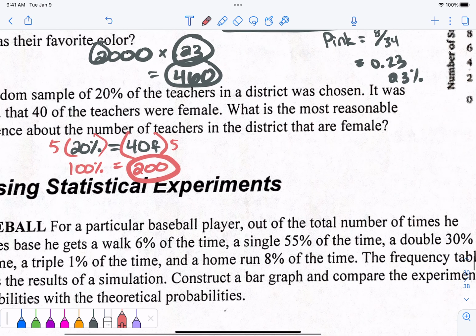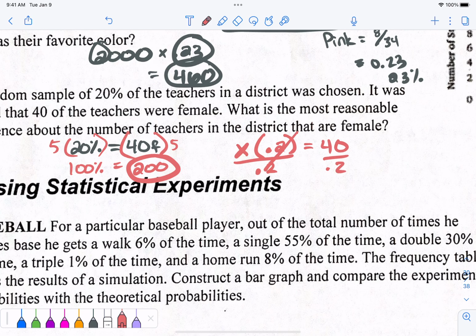Okay, a couple other ways that you could have done that. We could have said the whole number times 20%, or times 0.2, is equivalent to 40. So 40 is 20% of a number, right? And then to solve for x, you would divide by 0.2. And 40 divided by 0.2 is, of course, 200 also. So you could have solved it that way.